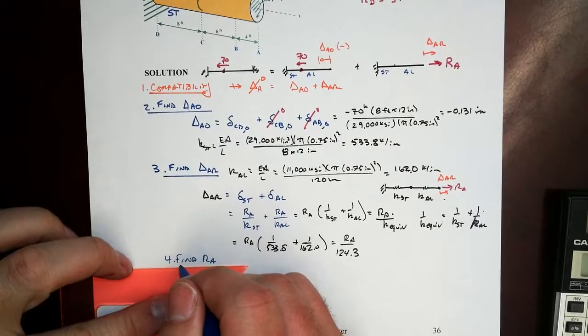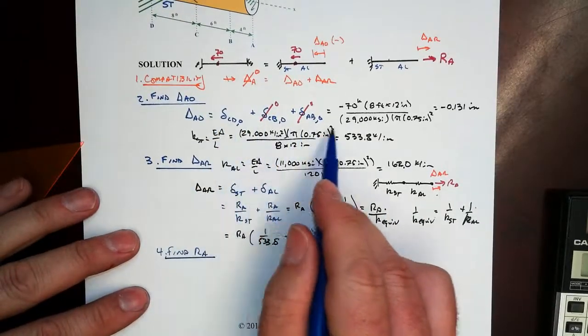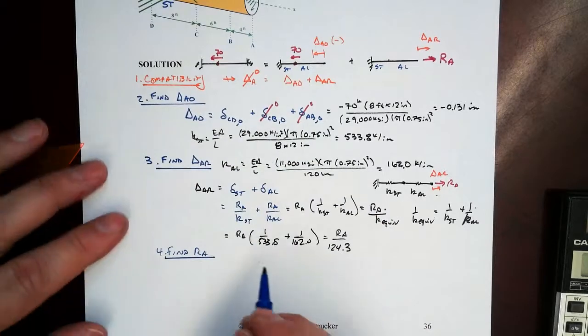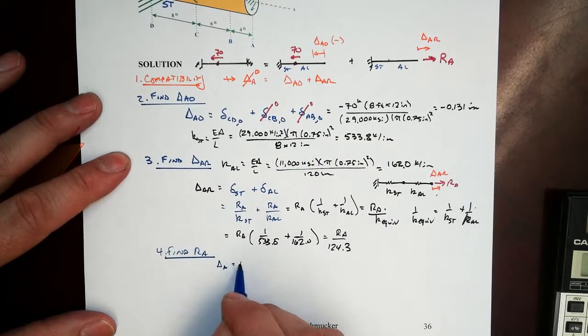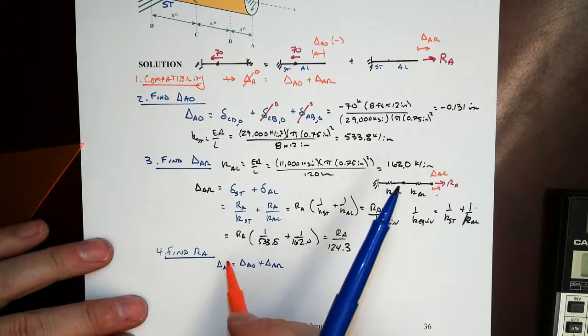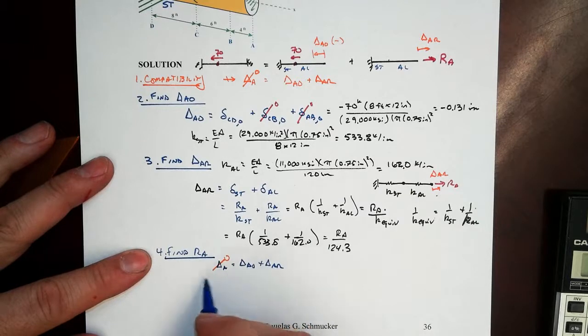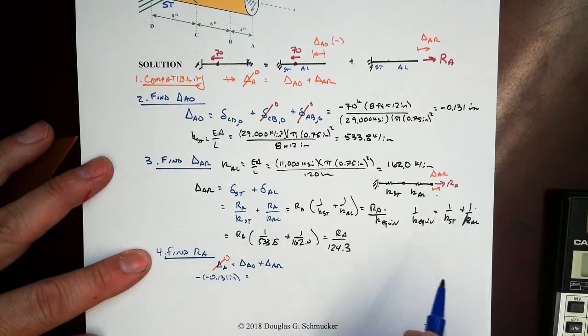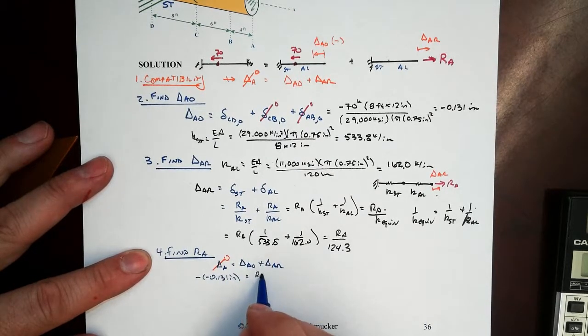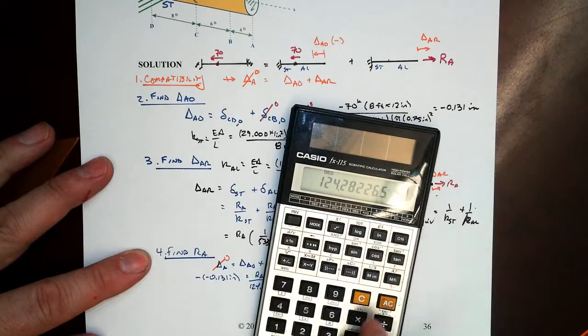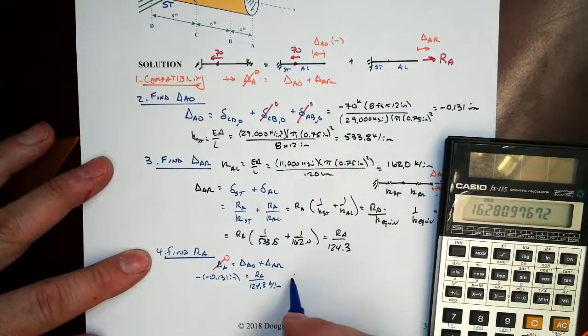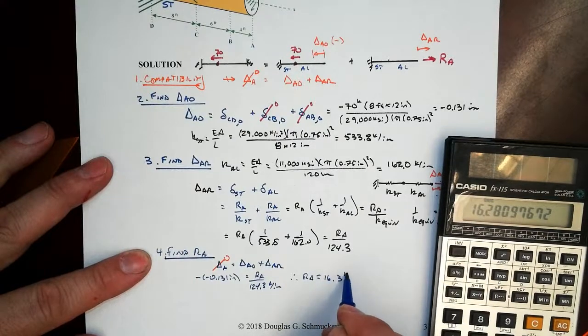by going back to our compatibility equation way up here, that delta A equals delta AO plus delta AR, and delta A was 0. And delta AO was minus 0.131. We take it to the other side, so it's a minus times a minus 0.131 inches is equal to then delta AR, which is RA over 124.3 kips per inch. And so when we take that over to the other side, we find out that RA is equal to 16.3 kips.